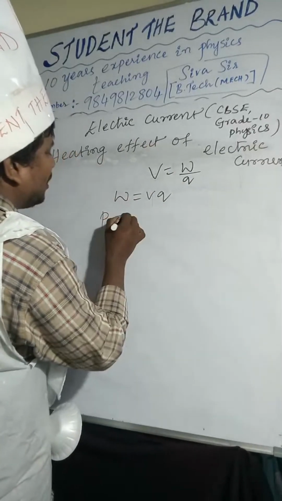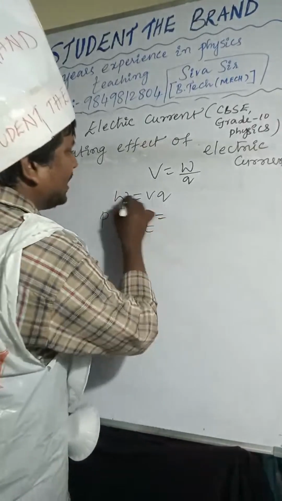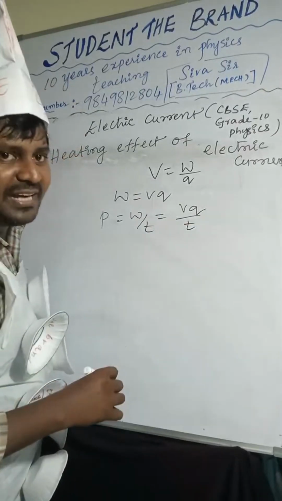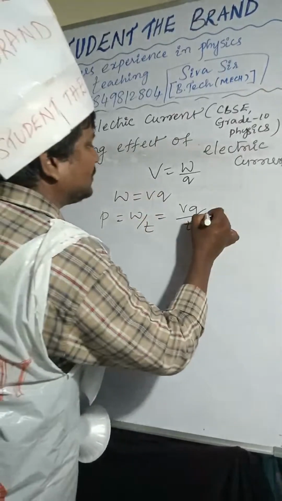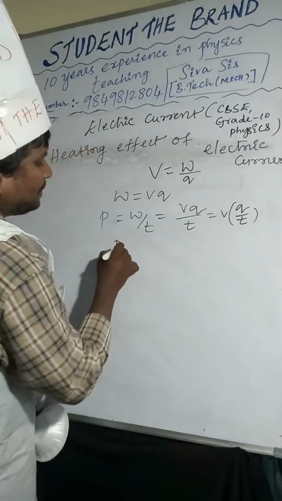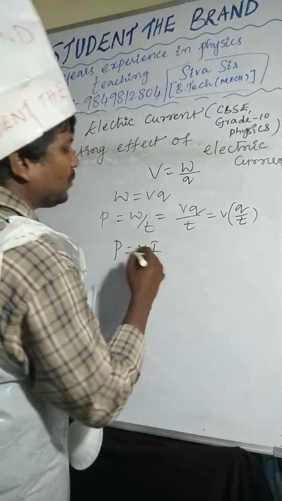So P equals the rate of doing work. So P equals W by T, which is V into Q by T. V into Q by T is V into I, so P equals V I.